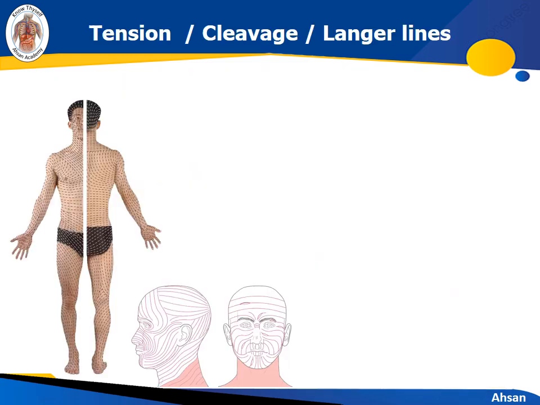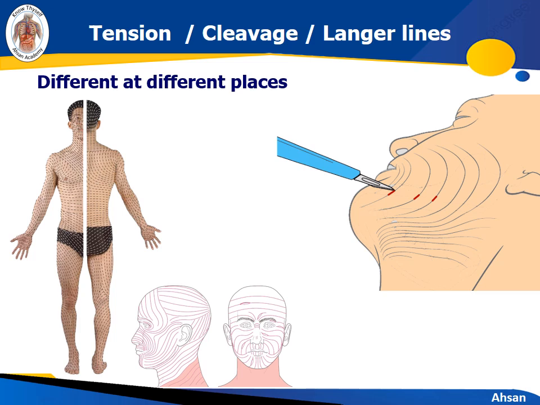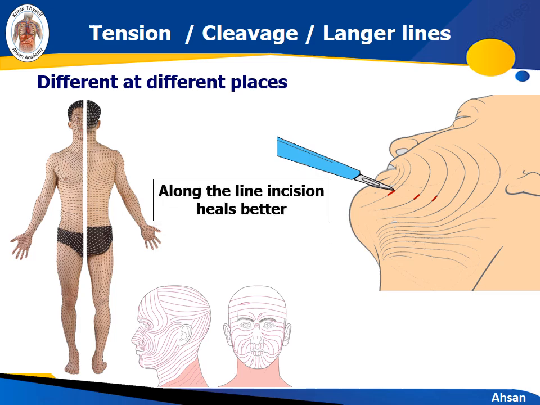The wrinkle lines or tension lines are also known as cleavage or Langer's lines. These are present all over the body with different directions and in different planes. That is the clinical significance. If the surgeon applies the incision along the line, the healing will be better, and the reverse will happen if the incision is made perpendicular to the line. So the surgeon should have a clear idea how to identify the wrinkle lines.